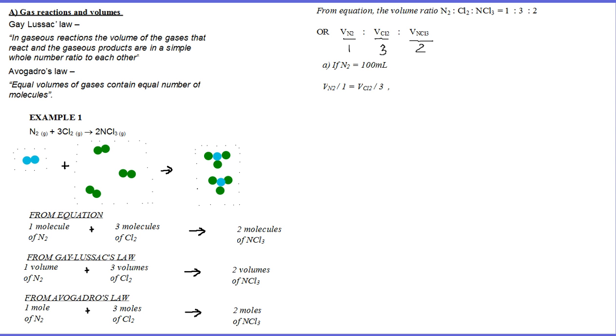So here we go, question 1, example 1. Question 1a says if we've got 100 mils of nitrogen gas, how many mils of chlorine gas react and how many mils of nitrogen trichloride do we produce? And mils is a measure of volume, so we can use Gay-Lussac's law, that simple whole number ratio law. And we've got this nice little ratio here. If we're trying to deal with chlorine, we can say the volume of nitrogen divided by 1 must be equal to the volume of chlorine divided by 3. And we know the volume of nitrogen is 100 mils. So that's 100 mils divided by 1 equals the volume of chlorine divided by 3. Now anything divided by 1 is just the same thing.